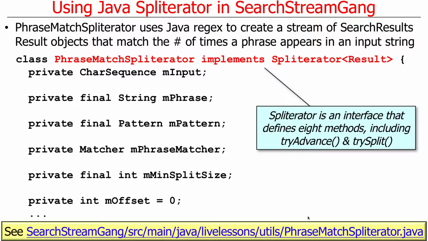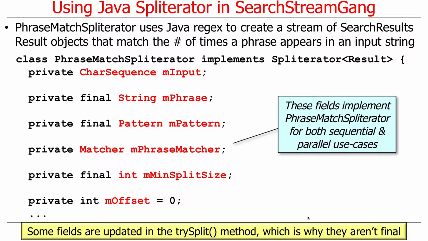Here's what the code looks like. It implements something called a spliterator. We talked briefly about that before. That's an interface that defines a number of methods. The two most relevant ones for our discussion are tryAdvance and trySplit. There's a whole pile of fields here that we'll talk about shortly.